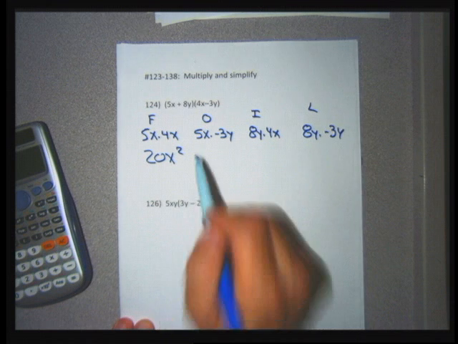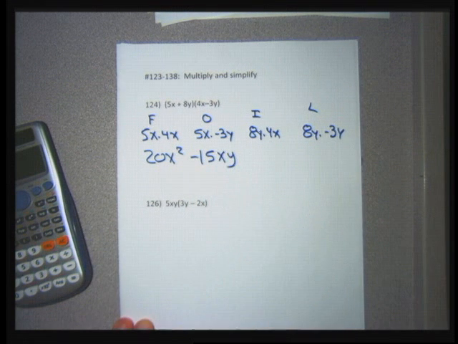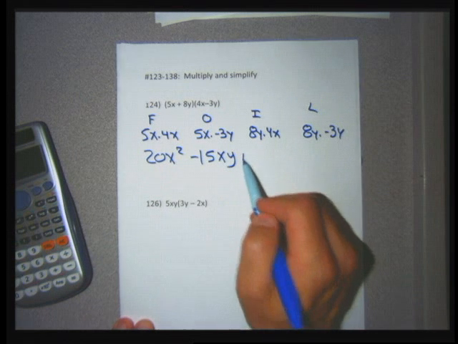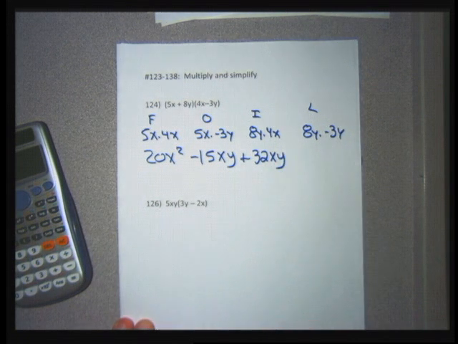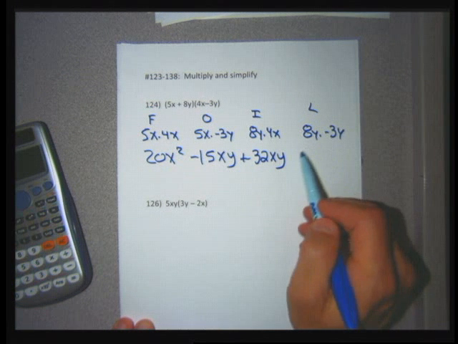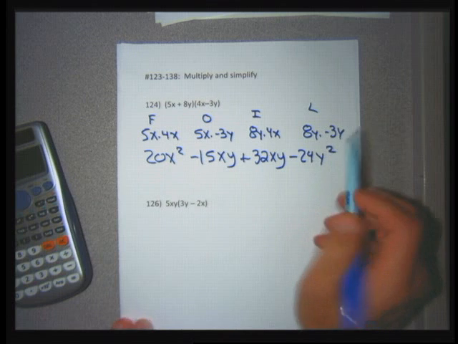5x times minus 3y is minus 15, and I leave the xy alphabetically in order. The inners, 8 times 4 is 32. I leave the x and y next to each other alphabetically. The last, negative 8 times negative 3 is negative 24. Y times y is y squared.